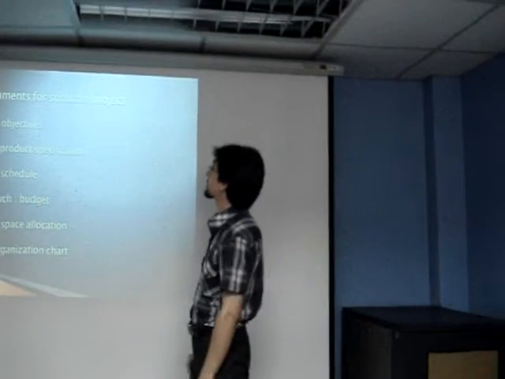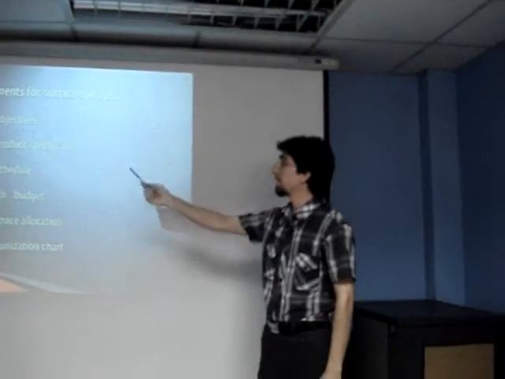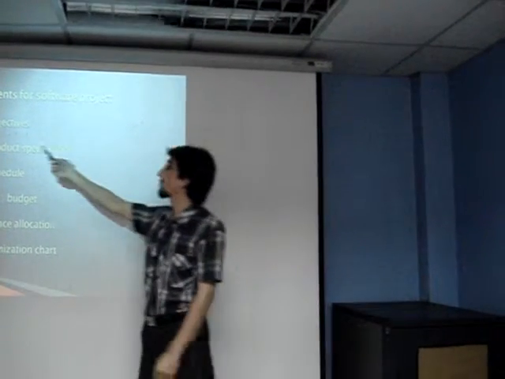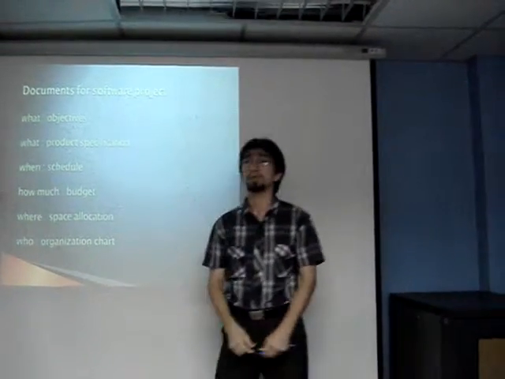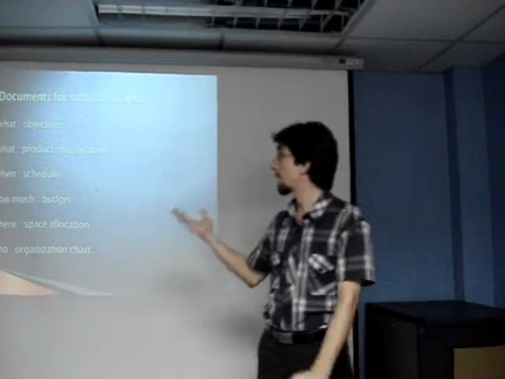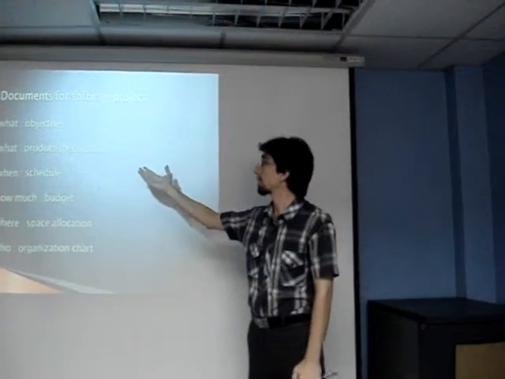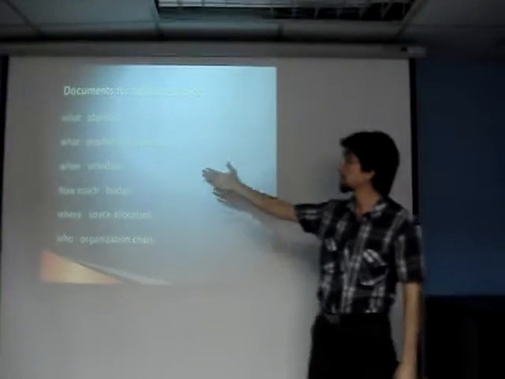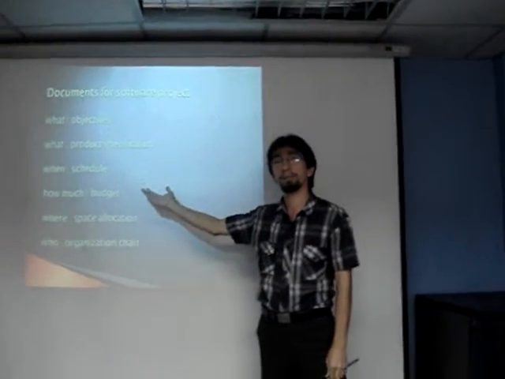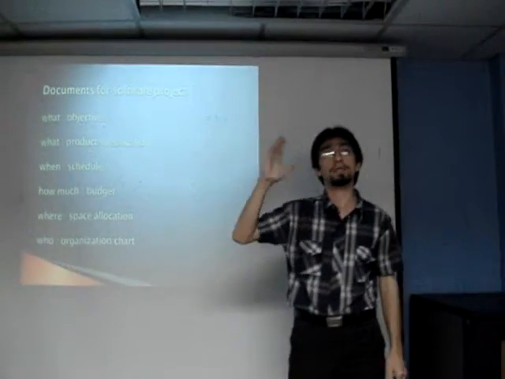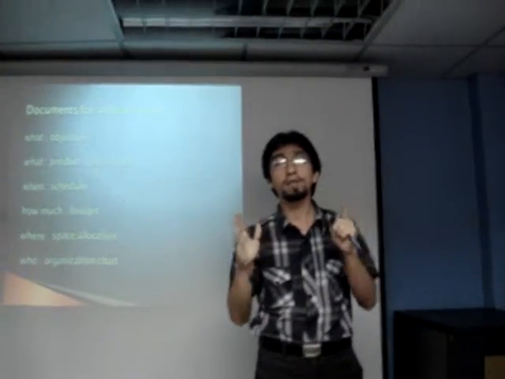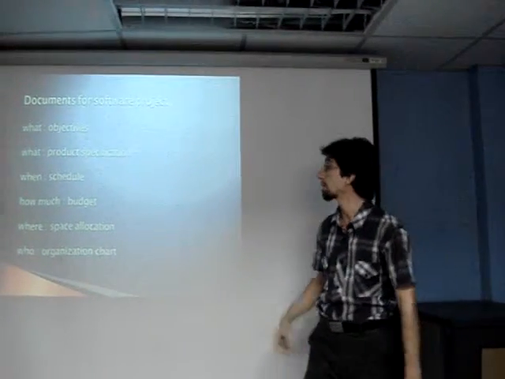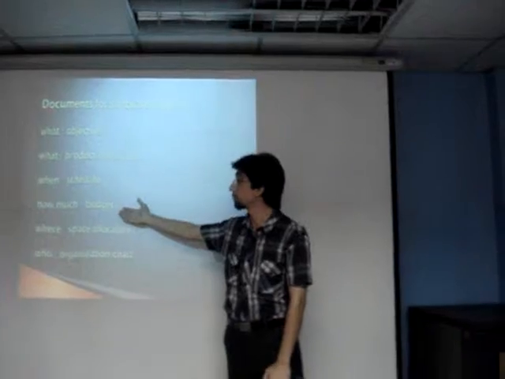We have some documents for a software project. For example, we should ask, as we mentioned, WH questions about the objectives. For example, what objectives should we have in our project and documentation? Or what product specification should we have in our project? About the schedule: when our schedule should start, when the schedule should end, how many days we need in doing our project. And about how much, the budget.